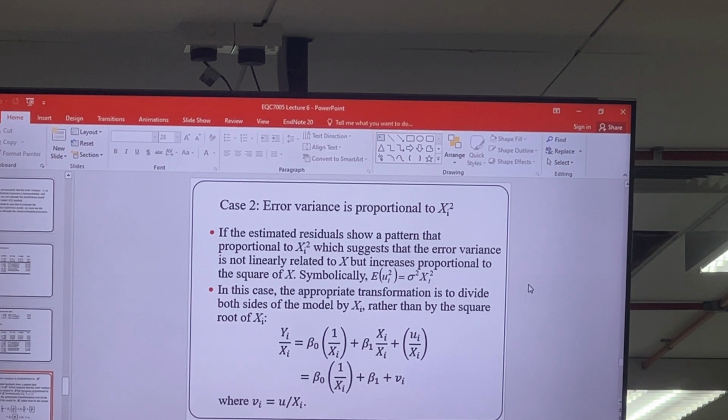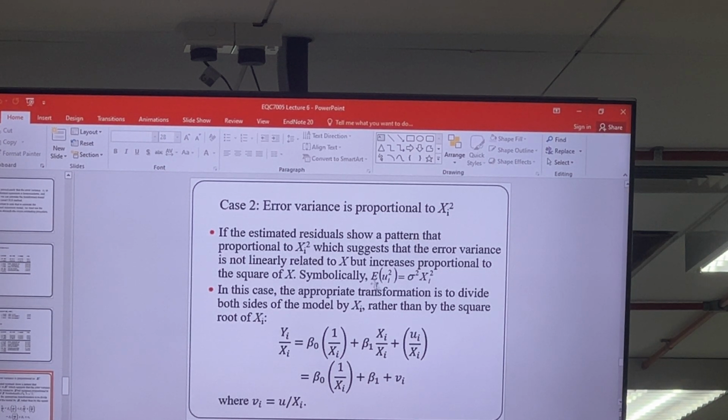Okay, now let's say the error variance is proportional to the square of x, not x but x squared. If the estimated residuals show a pattern, if you check the graph of residuals, you can see more clearly when you produce a plot between the square of the residual against x squared. So proportional to x squared, which suggests that the error variance is not linearly related to x but increases proportional to the square of x.